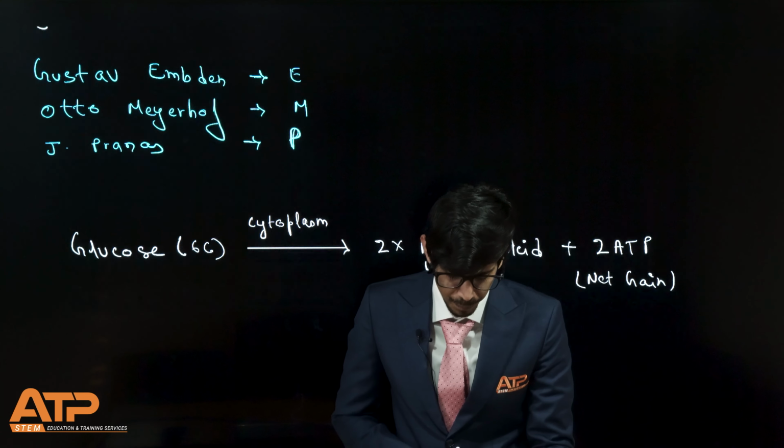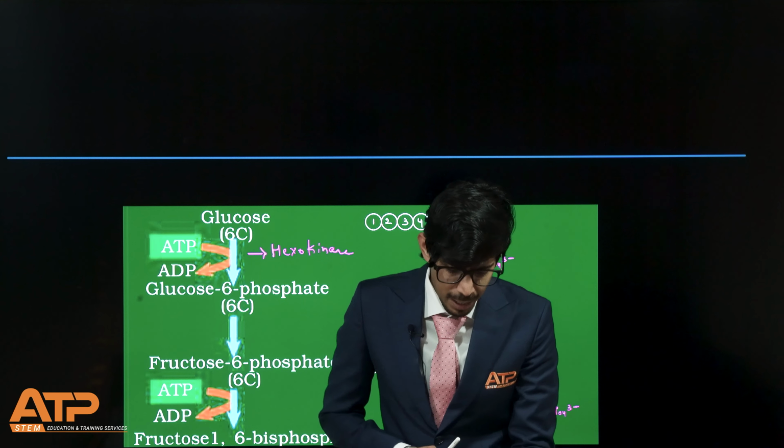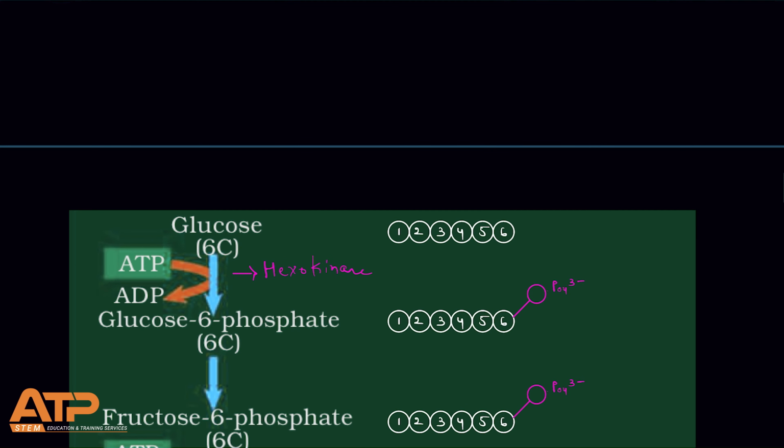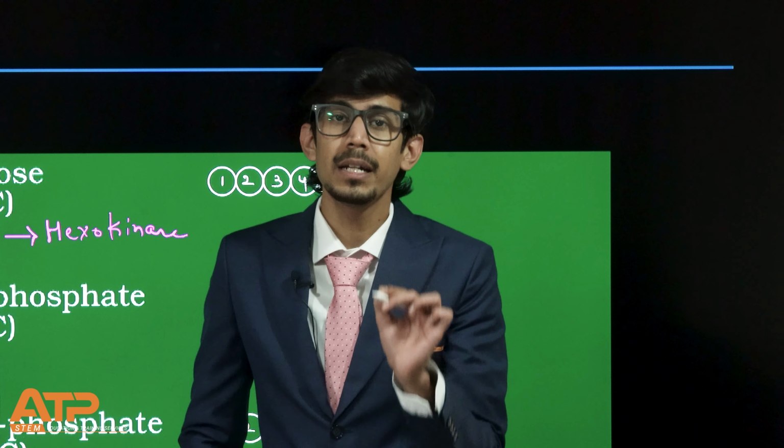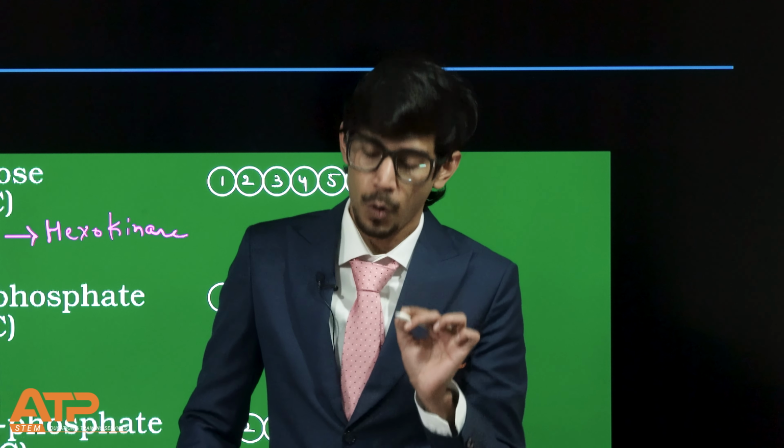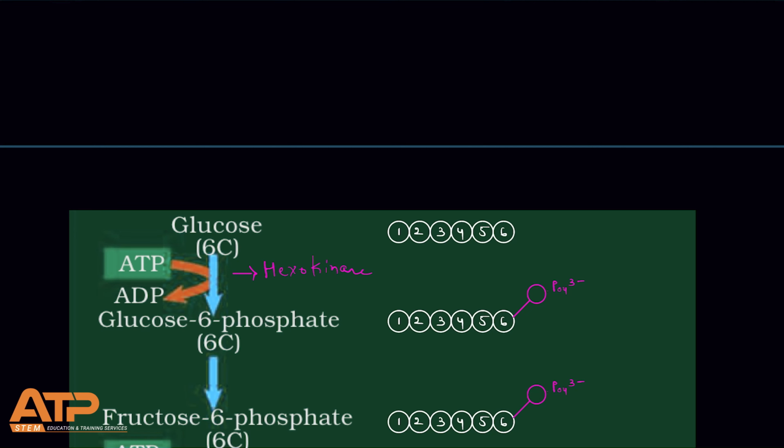Okay, see. The first step in glycolysis is when glucose, which is a 6-carbon compound, now here you see I have made these ball-like structures. These ball-like structures are basically representing the number of carbon atoms. Okay, so you can count 1, 2, 3, 4, 5, 6. There are 6 carbon atoms in the glucose.